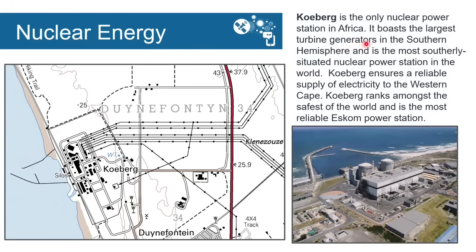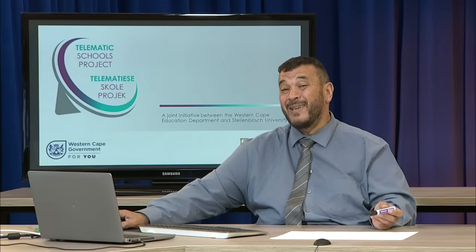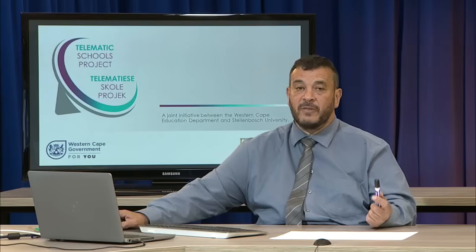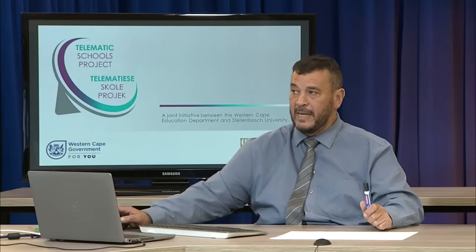It's got the largest turbine generators in the southern hemisphere, and it is the most southerly situated nuclear power station in the world. There's no nuclear power station in the world further south than Koeberg. It gives us in the Western Cape a reliable supply of electricity. And even though we do also experience load shedding, we experience load shedding to a lesser degree than other provinces because of the Koeberg nuclear power station that supplements our electricity.